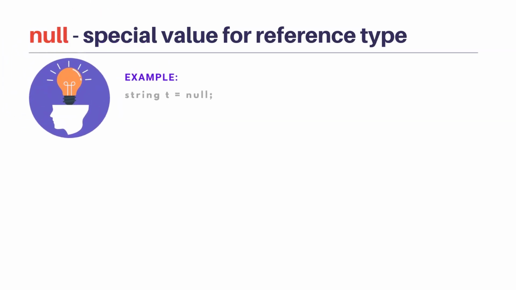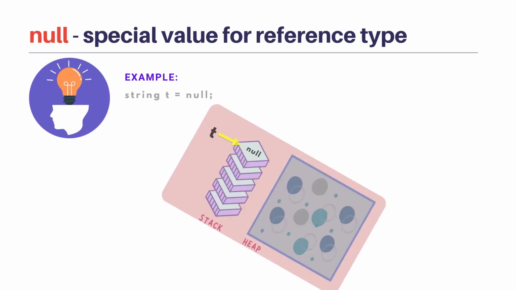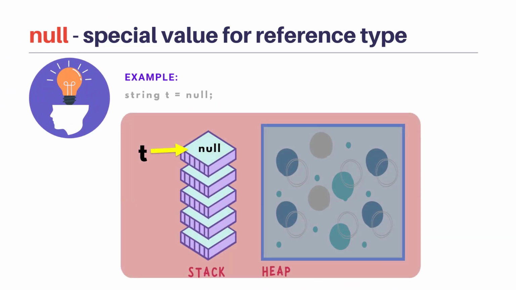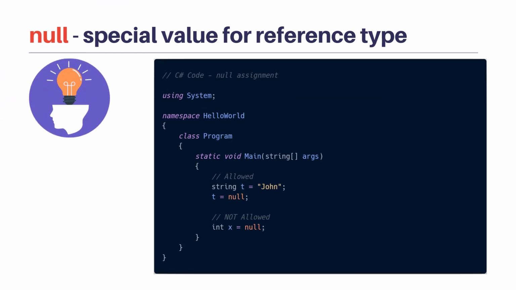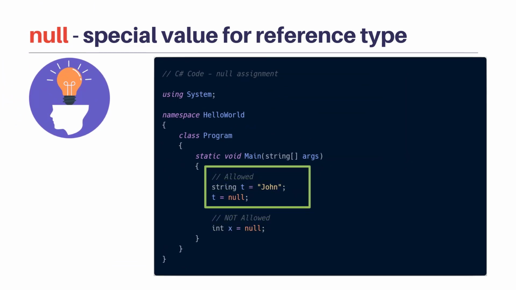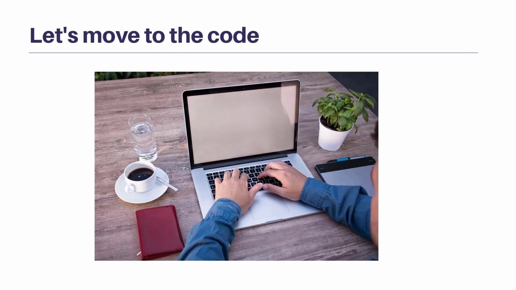Since we are talking about the reference types, let's also talk about a special value, null. A null is a special value for all the reference type variables, and it means that the reference type variable is not pointing to any value. Null can be assigned to reference type variables, but null cannot be assigned to the value types. Okay, we have discussed enough about data types and variables.